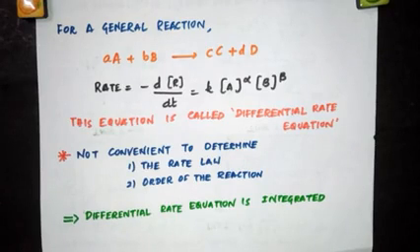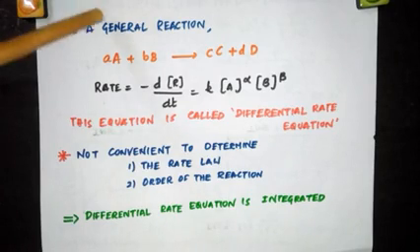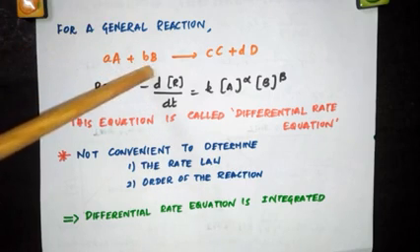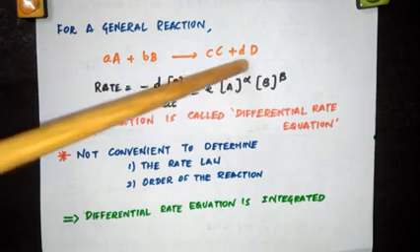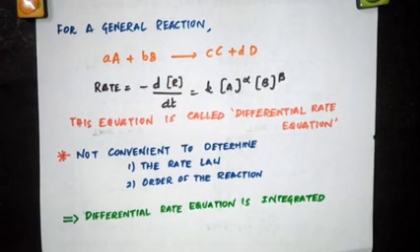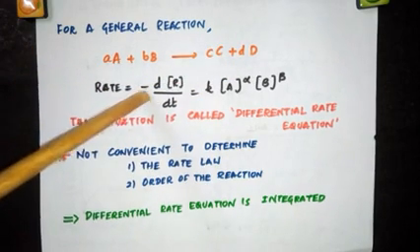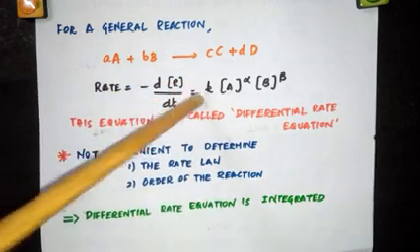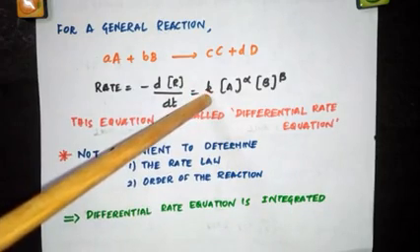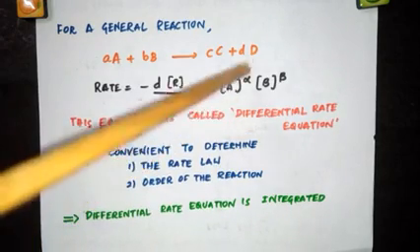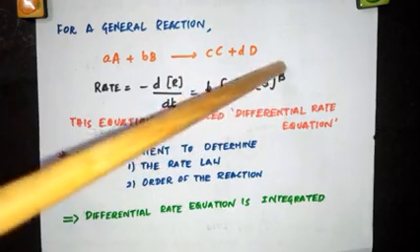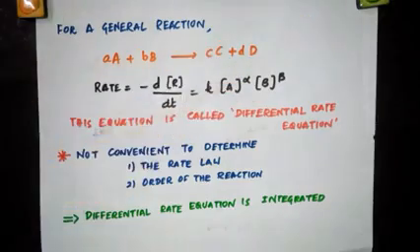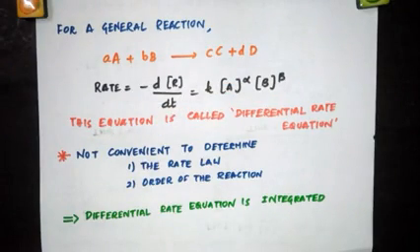Hello guys, in today's video we are going to see about integrated rate equations. We have already discussed for a general reaction like this, a moles of A plus b moles of B giving cC plus dD, you can write the rate expression as rate is equal to minus d concentration of the reactants by dt, which will be equal to k, which is the rate constant, concentration of A power alpha, concentration of B power beta, where the sum of these two, alpha plus beta, gives you the order of the reaction.